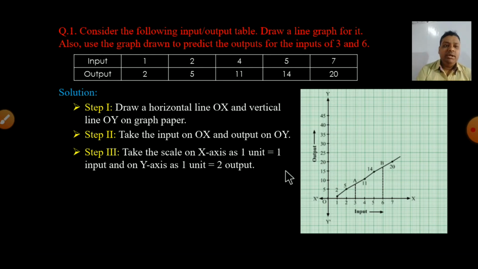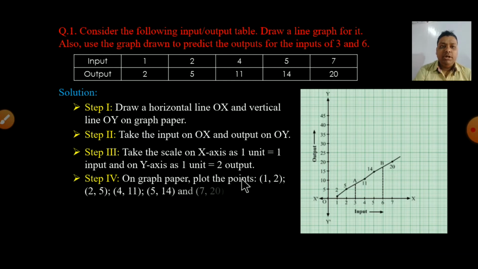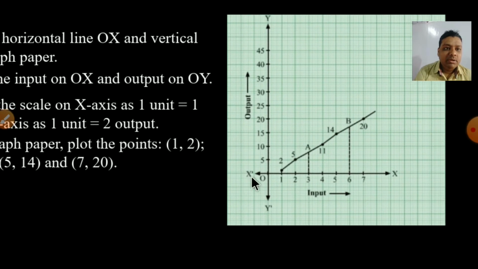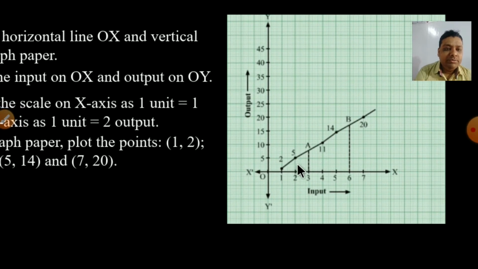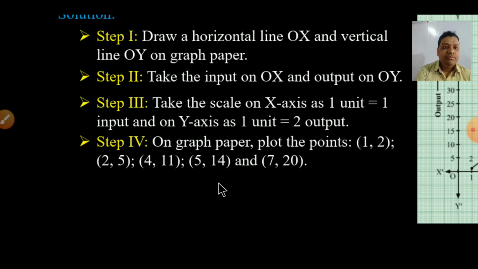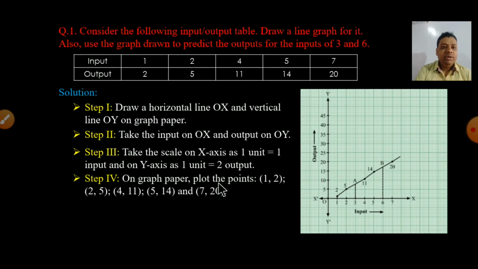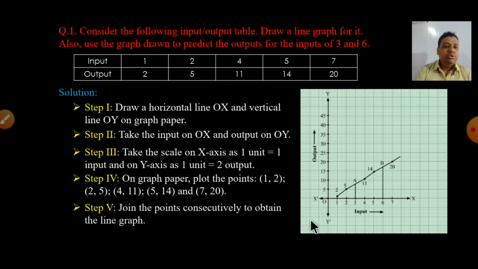Now step 4, on graph paper plot the points. You can see the coordinates (1, 2), (2, 5), (4, 11), (5, 14) and (7, 20). Here we have put all the values, and we have joined the lines. Step 5, join all the points consecutively to obtain the line graph. So students, now we have drawn it.